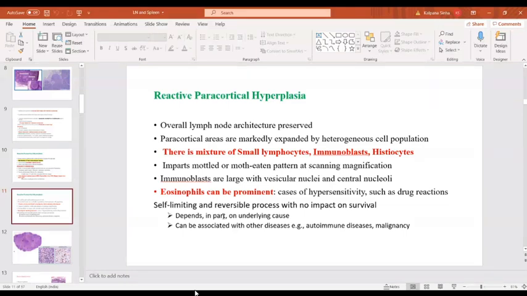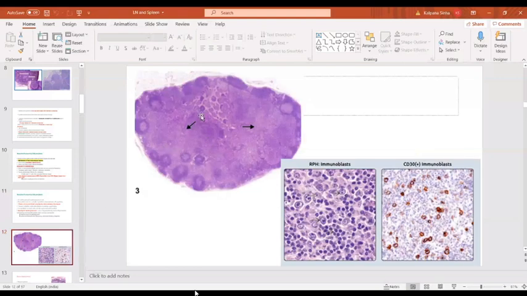Both diseases, reactive paracortical hyperplasia and benign hyperplasia, are self-limiting. And when you remove the cause, the lymphadenopathy becomes normal, it goes away. So you can see this is the paracortical area, and there is hyperplasia of the paracortical area, and the cortical area is more or less preserved. And these are the immunoblasts. Because these are immunoblasts, they are immature cells, so they are CD30 positive.